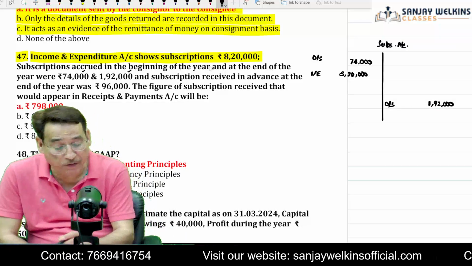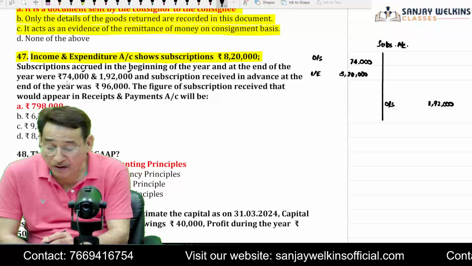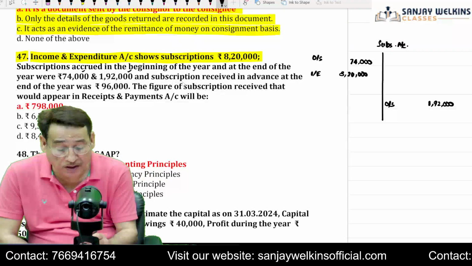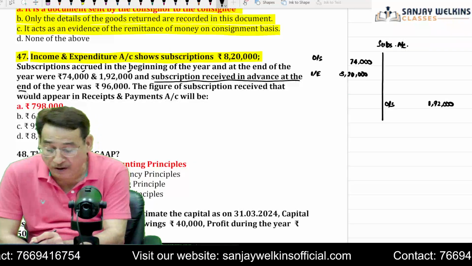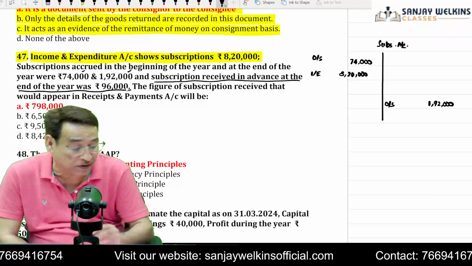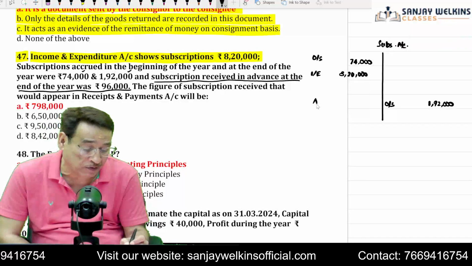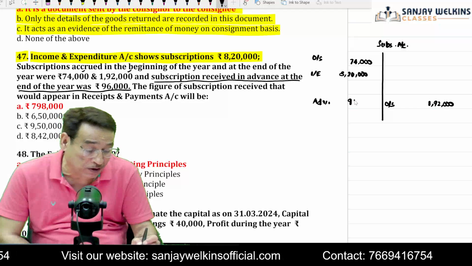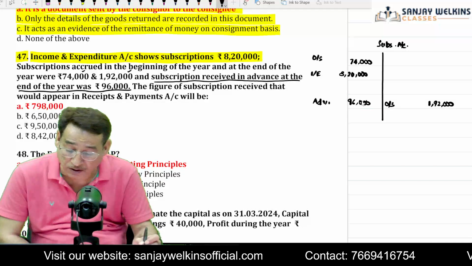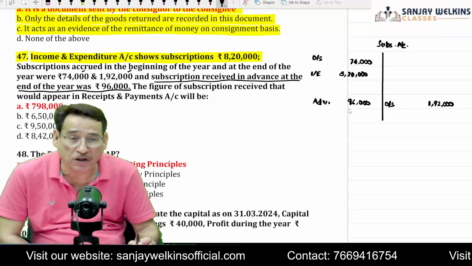Further, it is also given that subscription received in advance at the end of the year were 96,000. At the end of the year, subscription has been received in advance to the extent of 96,000. So we are going to write here 96,000. That's all what is given to us in this particular question.